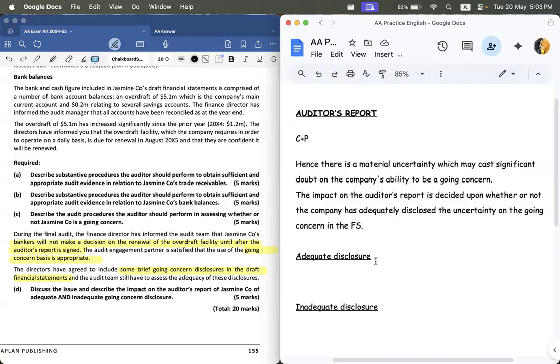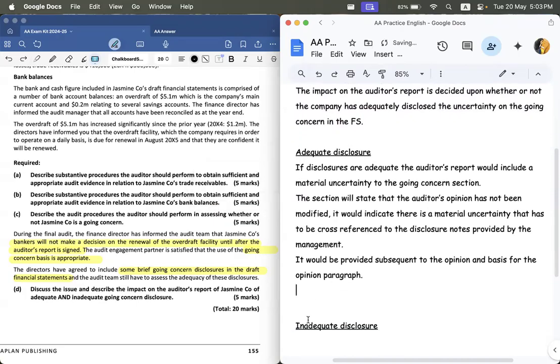This is placed below the opinion and basis for opinion paragraphs. Below the opinion and basis for opinion paragraph, we would place this particular paragraph. So that is the adequate disclosure part.